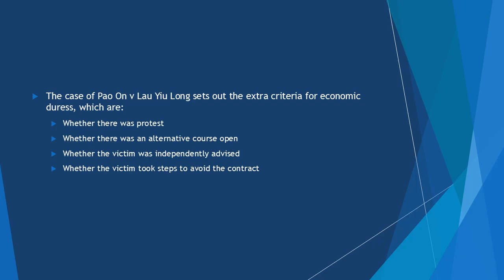The case of Pao On v. Lau Yiu Long sets out the extra criteria for economic duress, which are whether there was protest, whether there was an alternative course open, whether the victim was independently advised, and whether the victim took steps to avoid the contract.